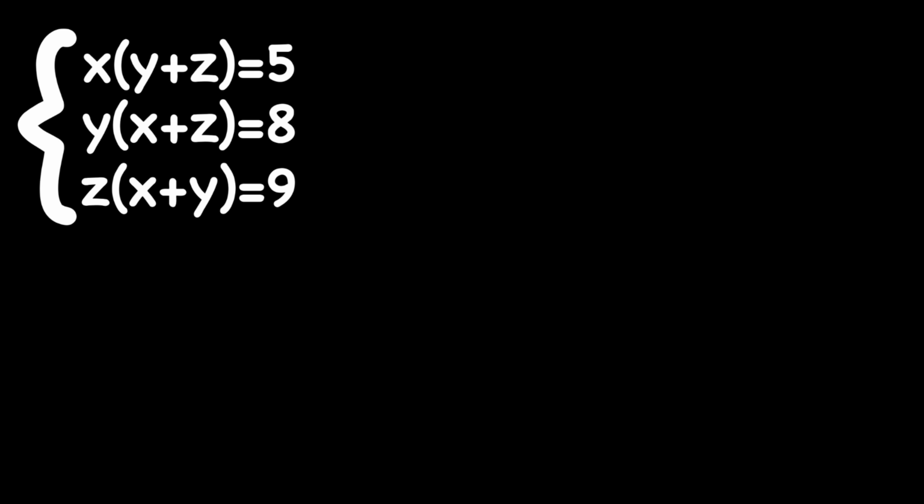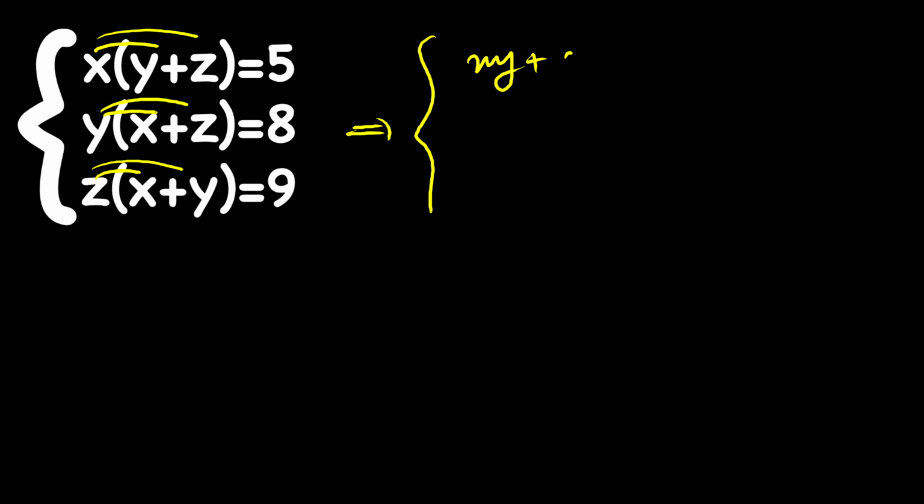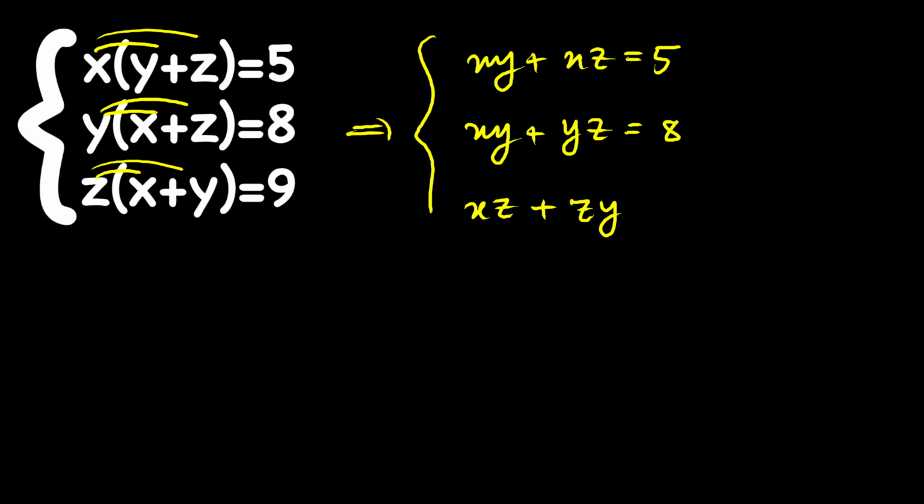Now in order to solve for x, y, z, the first thing that I'm going to do is to distribute this x, this y, and this z. So I will have x times y plus x times z equals 5, x times y plus y times z equals 8, and x times z plus z times y, or y times z, equals 9.